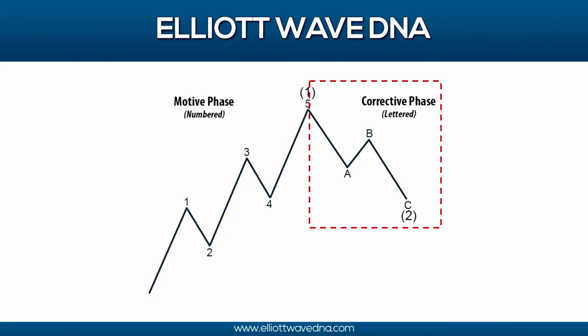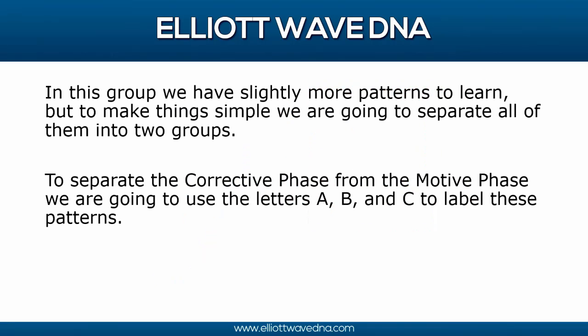the corrective phase. We already know all four patterns from the motive phase. Now we need to find and learn all the patterns that can appear in the corrective phase so we can more easily identify when you are going to see the continuation of the larger trend. In this group, we have slightly more patterns to learn, but to make things simple, we are going to separate all of them into two groups only.